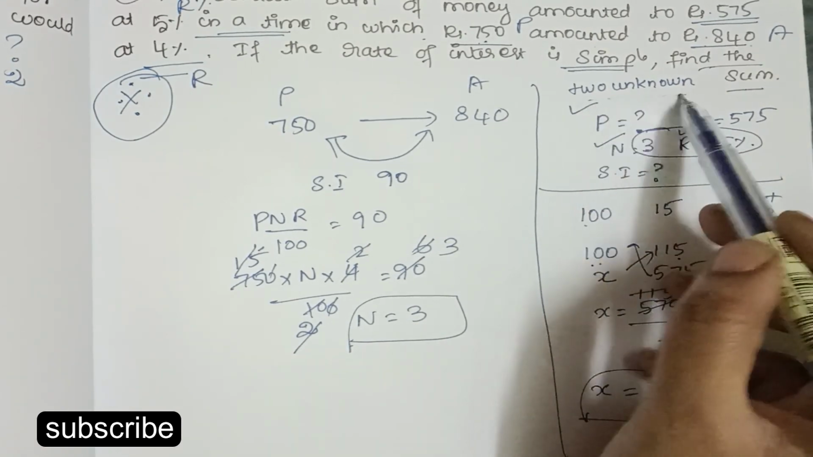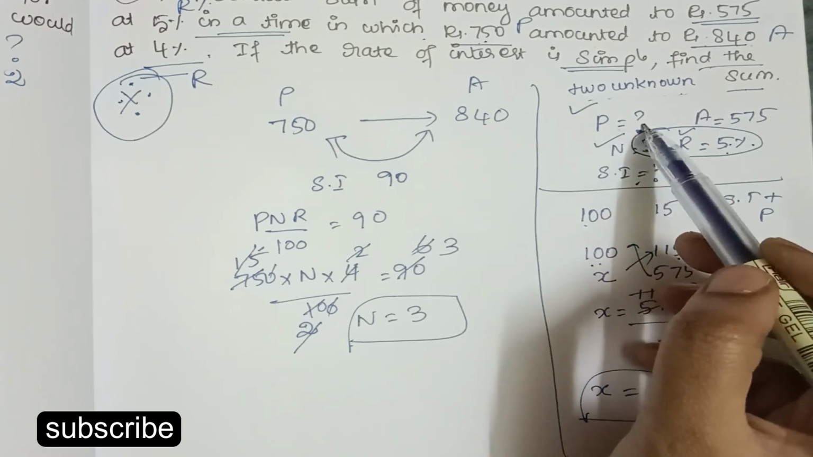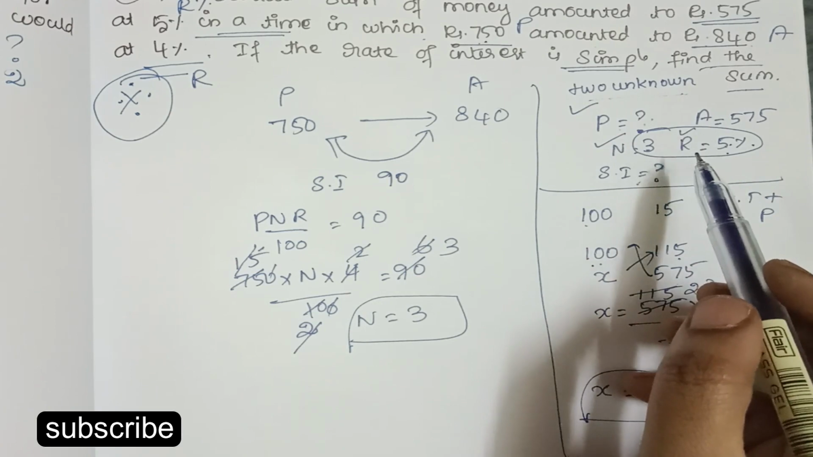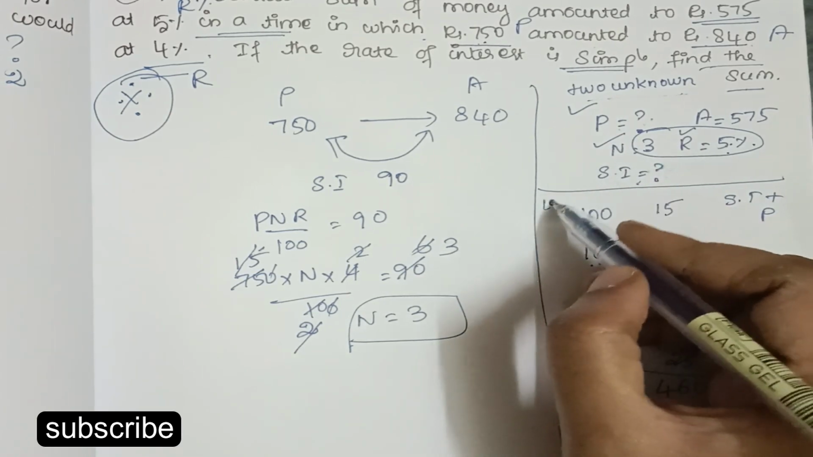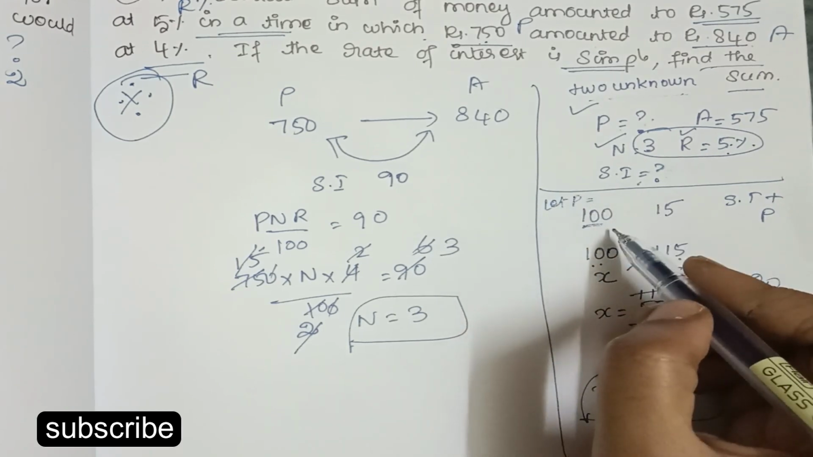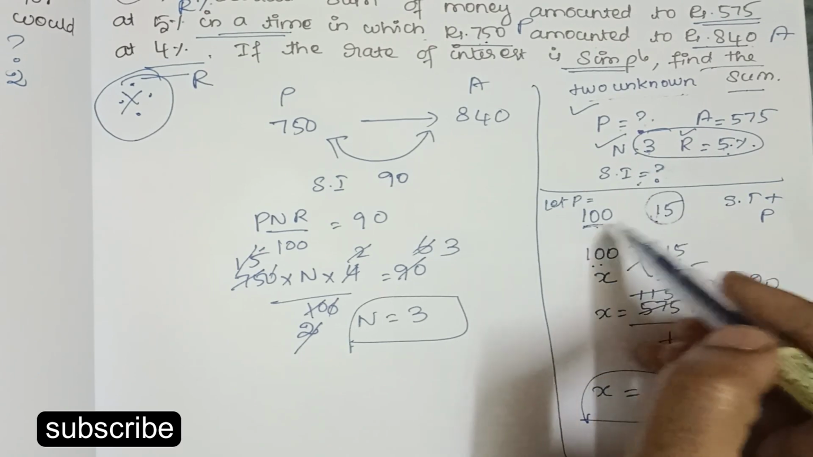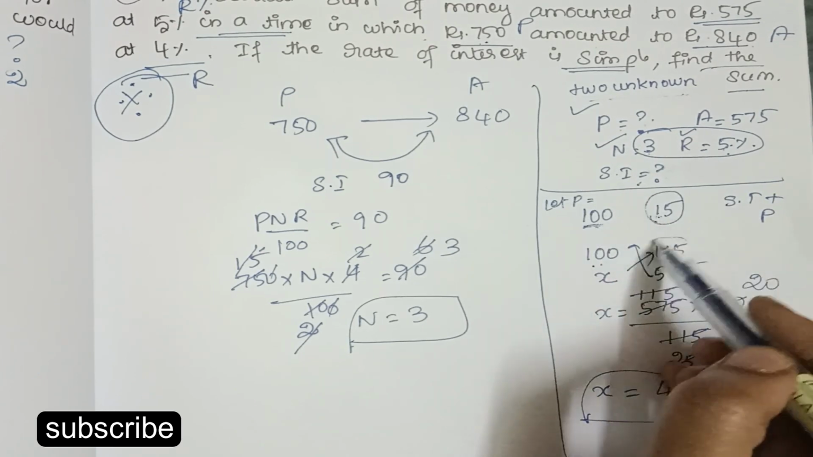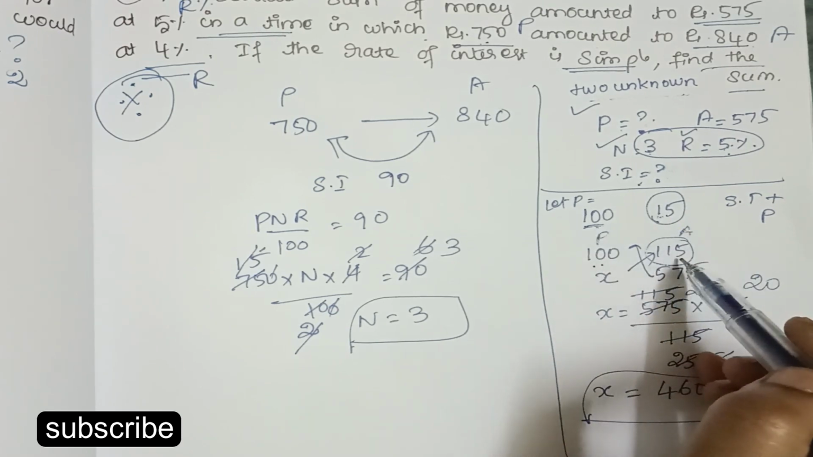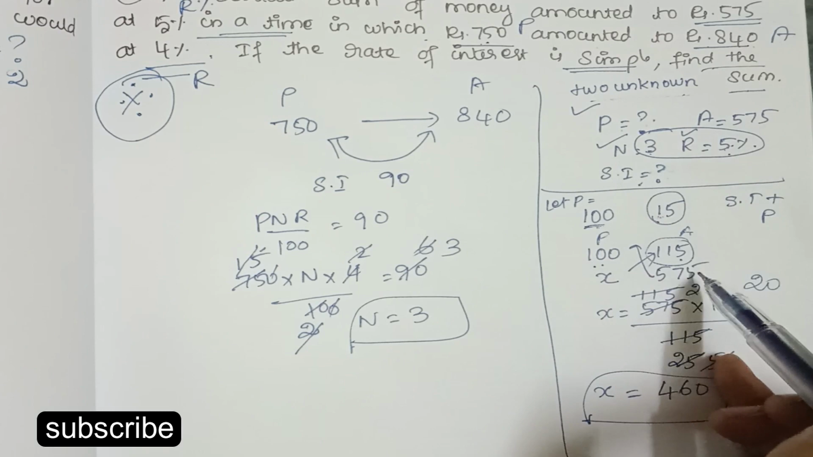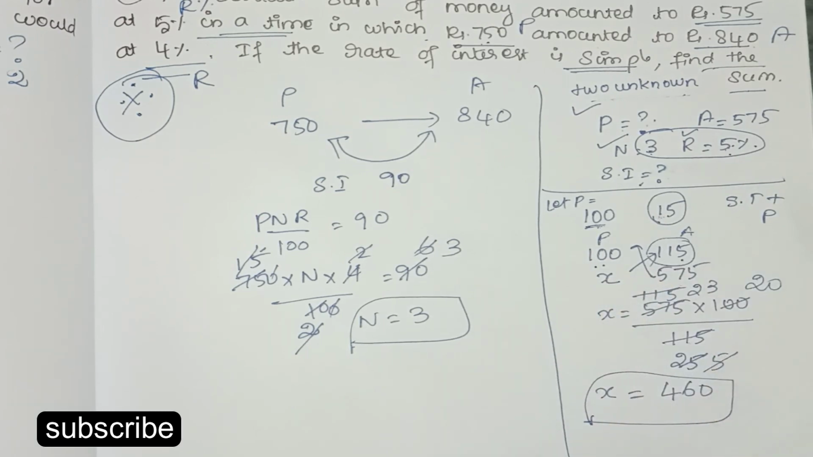So if two unknowns are given, simple interest is one unknown, principal is one unknown. In this type of problems, take principal as 100. Let the principal be 100. Then find the simple interest: 5 threes are 15 is the simple interest. Add principal and interest, it becomes the amount. Compare the amount. If principal is 100, then amount is 115. If amount is 575, what is the principal amount? Cross multiply and you can get the answer easily.